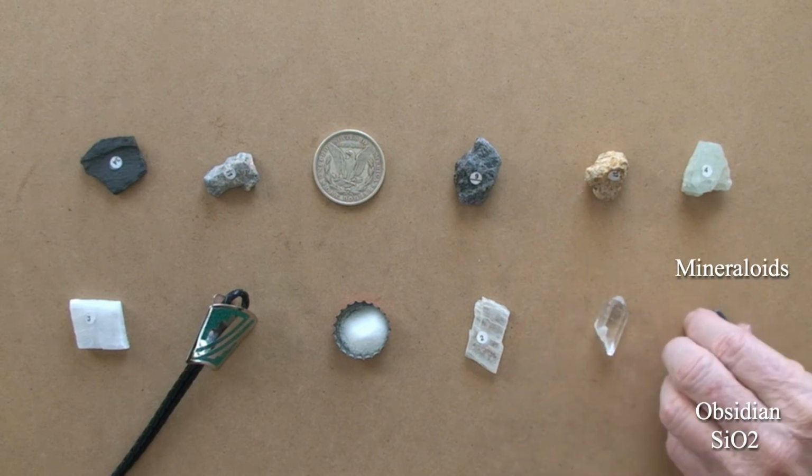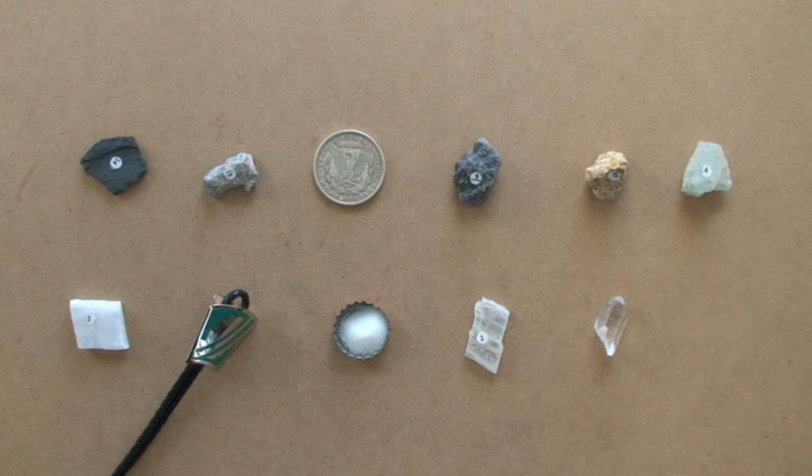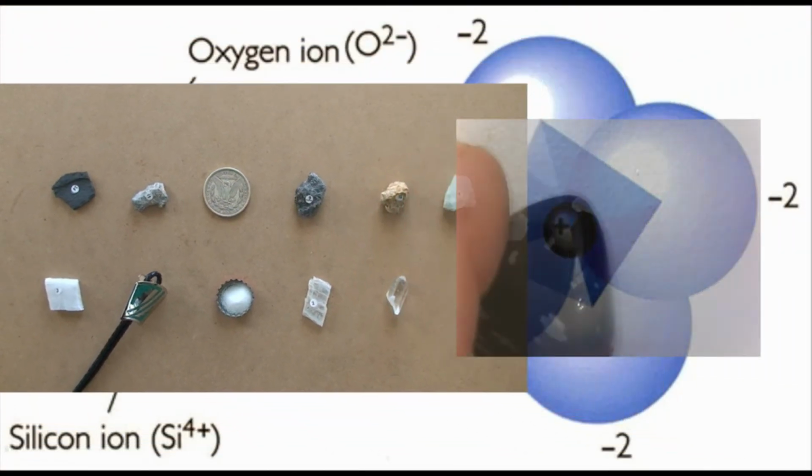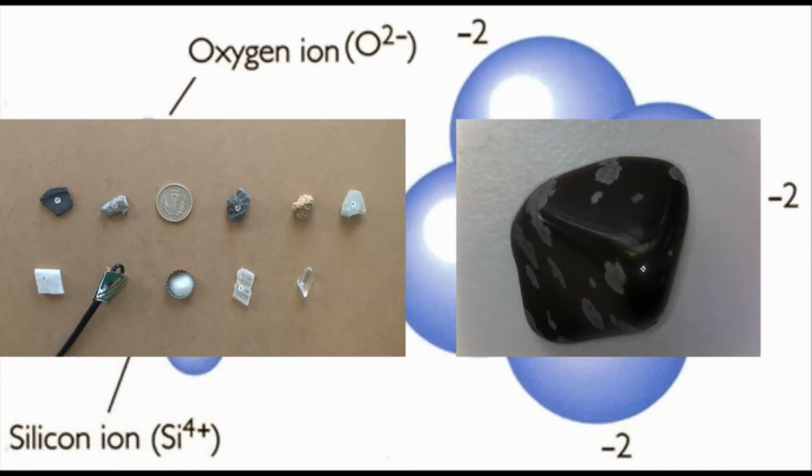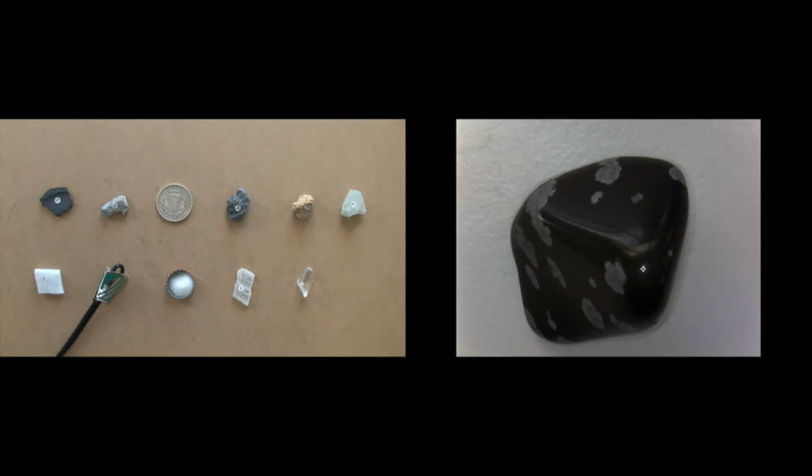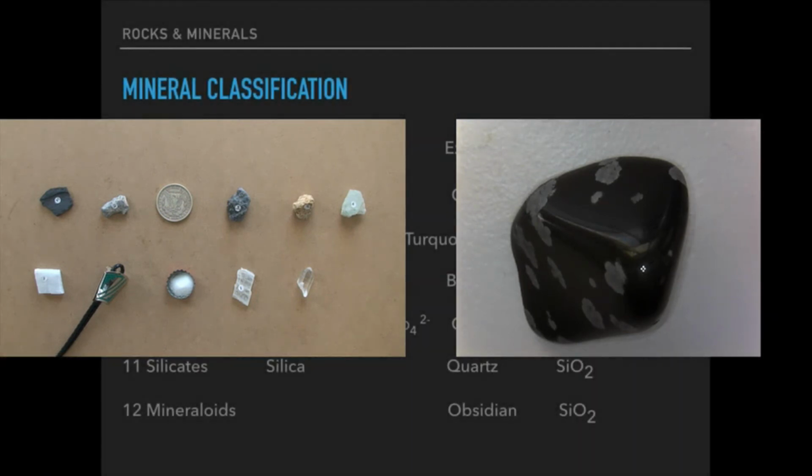Okay, well, I'll do the final one here. And this is the last group, so we've got 12 groups. And this last group is, believe it or not, not actually a mineral. They call them mineraloids. And if you remember, there were some very specific definitions to make things a mineral, and these mineraloids don't quite meet the definition. This one is called obsidian. And it's also silicon dioxide, just like quartz. It's really not that much different. In fact, it could probably go into the silicate category.